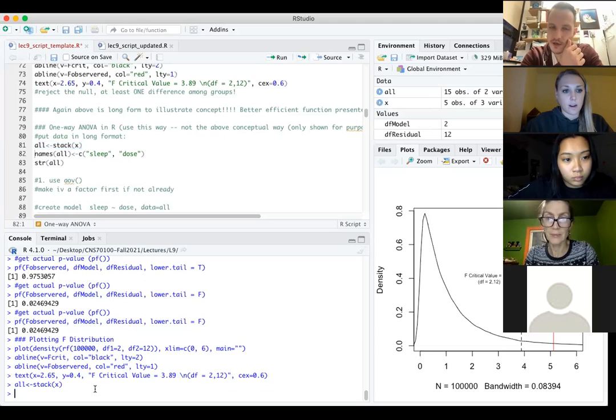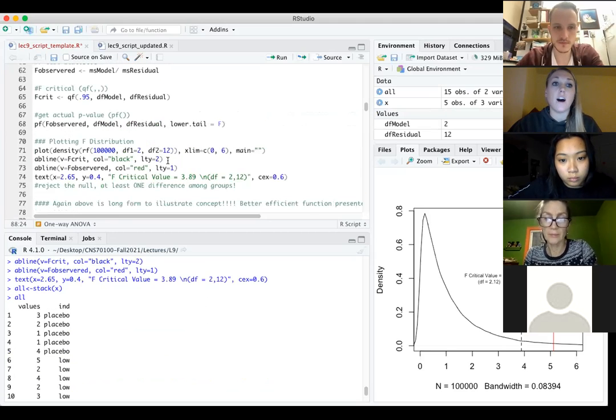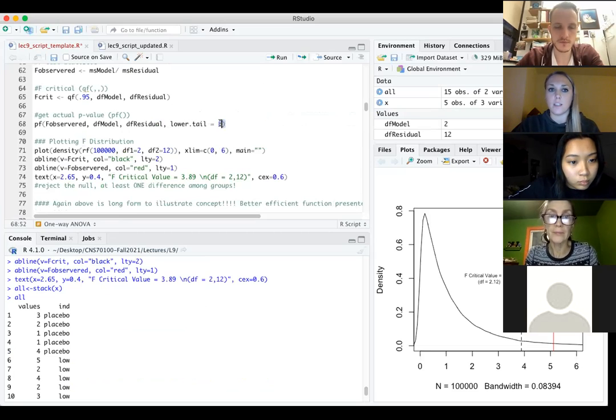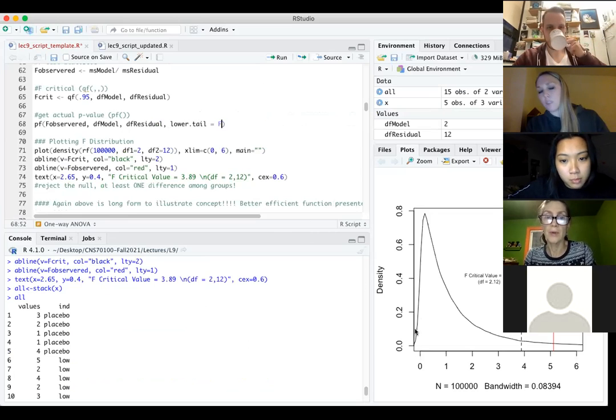Is lower tail equals true the default for that? Yeah, lower tail is true as the default. So we need lower tail as false, because otherwise it looks on this end and we're not interested in that end. We want to see the upper tail, right?